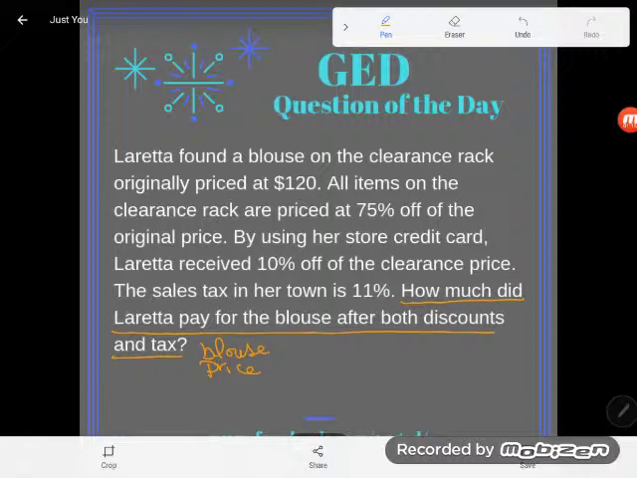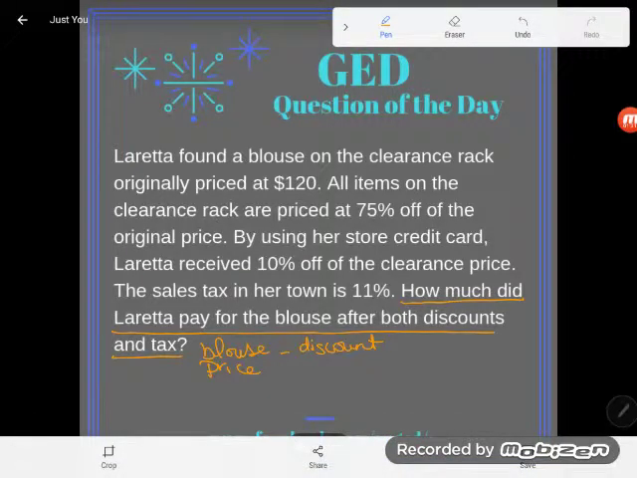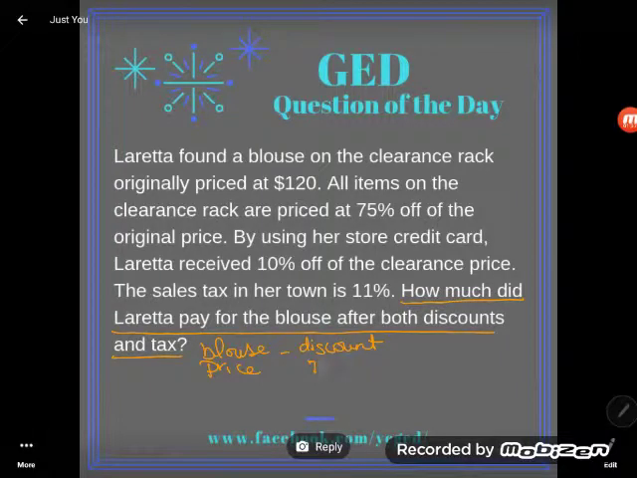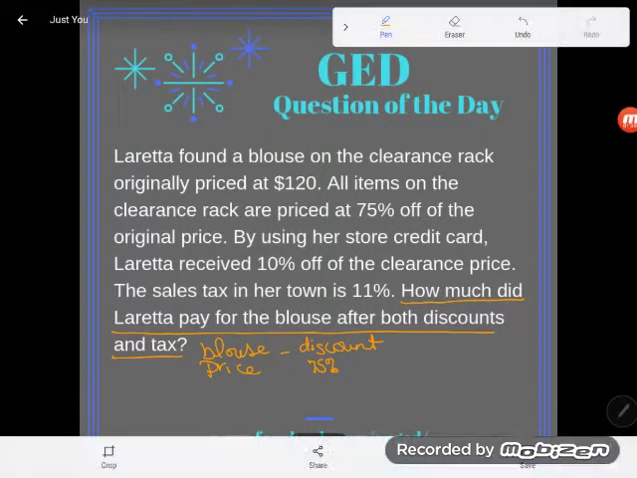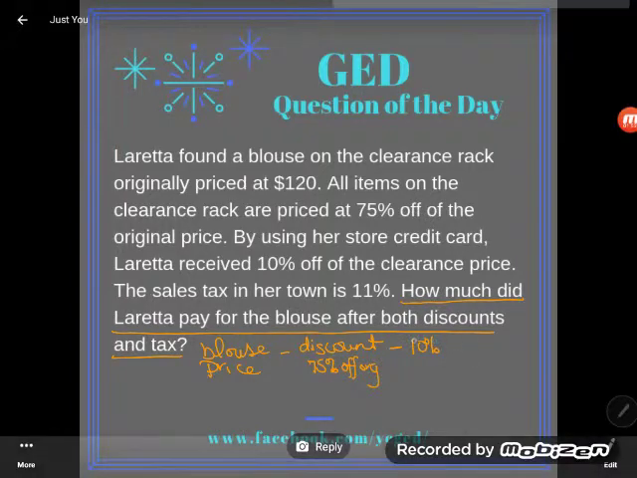Now, let's think about what happens when you do a discount. A discount is an amount you take off. And so we're going to have to subtract out the discount. Now, the first discount that we take off is the 75% off, and we can see that 75% off is off the original price. So I'm going to have to do that. Now, there's another discount I'm taking off. I'm taking off 10% of the clearance price.